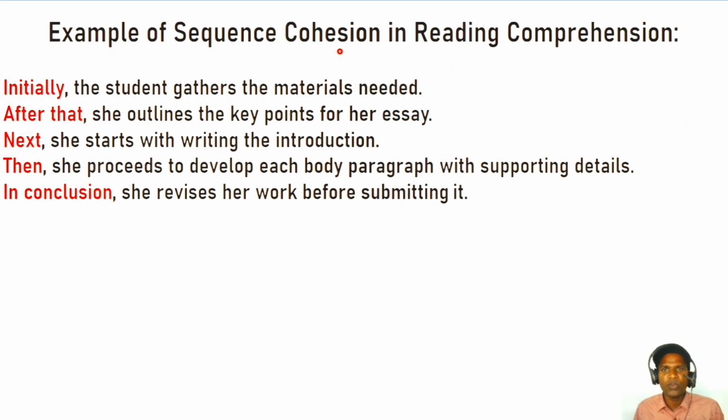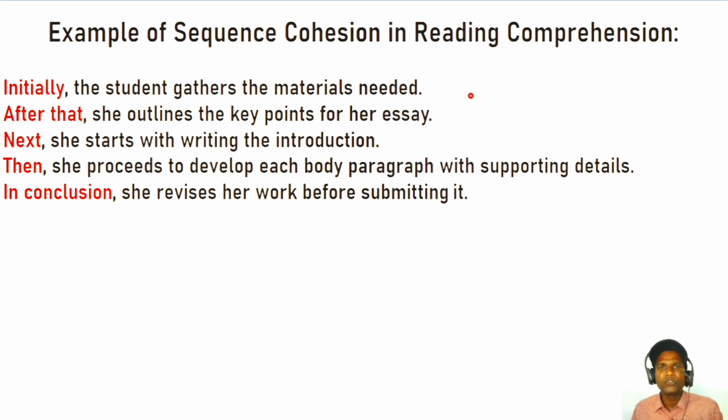Examples of sequence cohesion in reading comprehension. Initially, the student gathers the materials needed. After that, she outlines the key points for her essay. Next, she starts with writing the introduction. Then, she proceeds to develop each body paragraph with supporting details. In conclusion, she revises her work before submitting it.